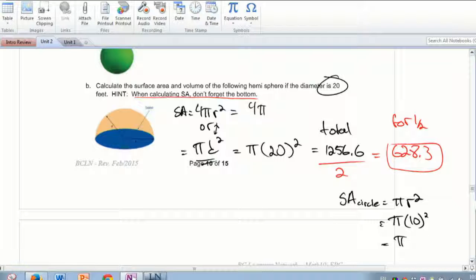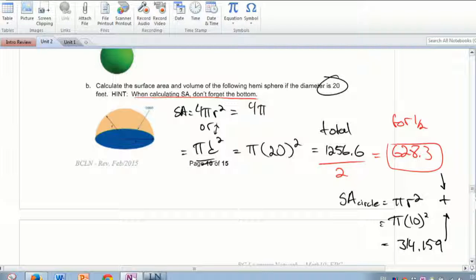Pi times 100, 314.59. And then I'm just going to add those two together to get the total. I'm not going to actually do that. I forget who asked about surface area, but hopefully that helps a little bit.